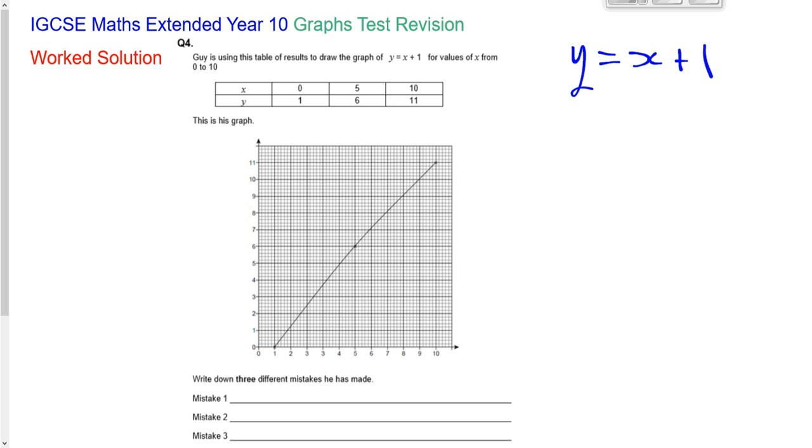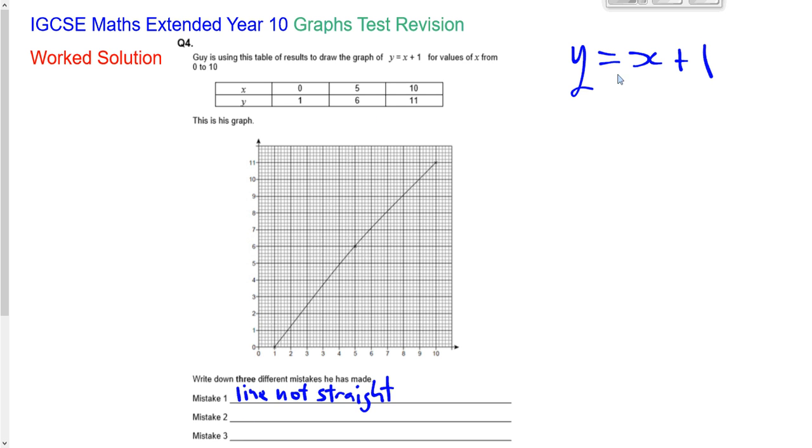All right, so let's just have a look at this line here. The first thing that I noticed just by looking directly at the line is that the line is not straight. We do not have a straight line. So I'd be writing that down. The first mistake would be line not straight, considering here we have an equation of a straight line. So let's have a look at the other information that we have.